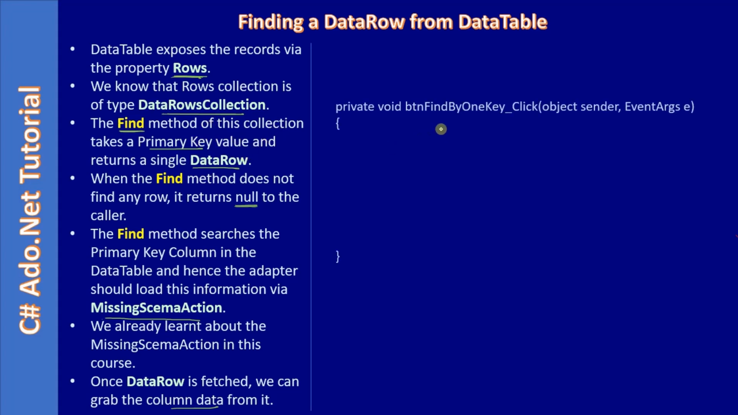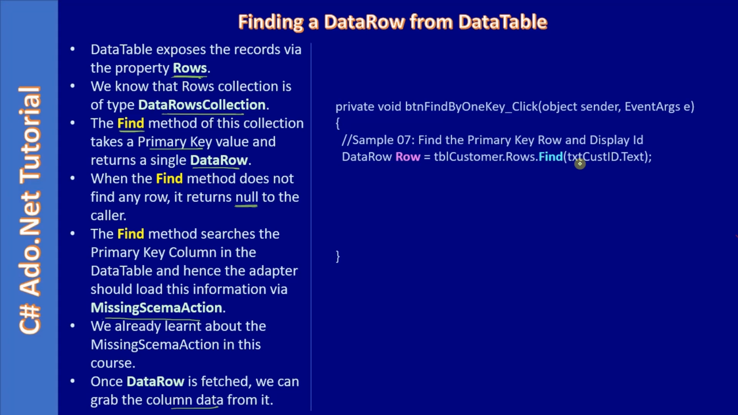So in this example, when you click find by one key, right? Find by one key is the first panel's find method. And if you see, we are passing the txt customer id.text. So this will be the key column value because we are passing the id to the find method of data rows collection. So we are accessing the rows property of our data table TBL customer. TBL customer, we will populate it during the form load. That is not shown here. When we go to code, that time we will implement it.